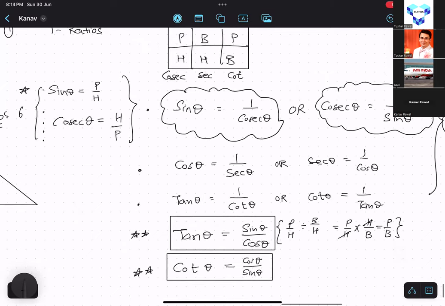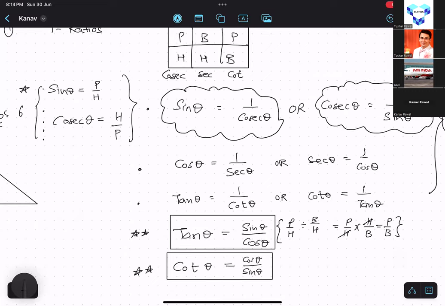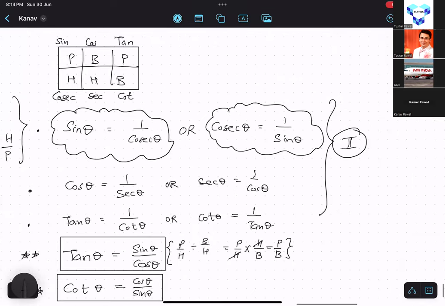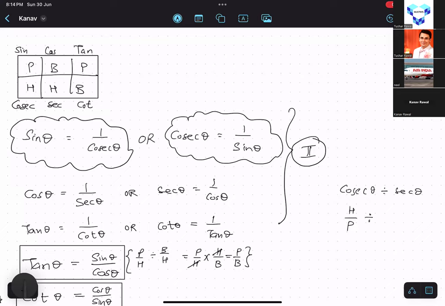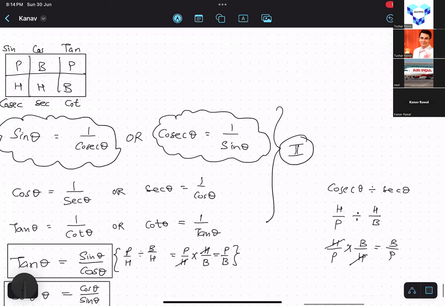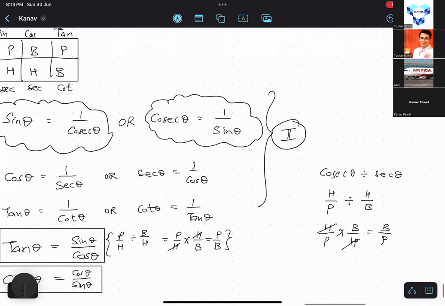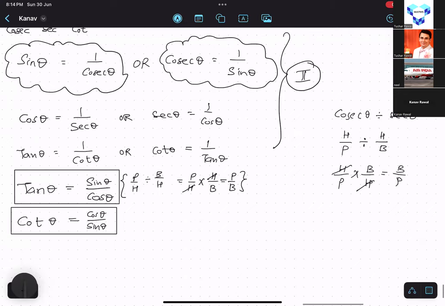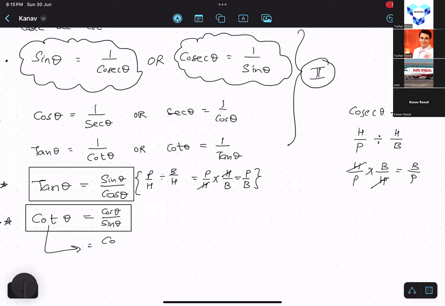Now, H upon B. So, what if I divide sec by cosec? What will happen? Sec theta divided by cosec theta. What do you think? Cosec theta formula is what? Cosec is H by P. And sec is H by B. Yes or no? So let me just take the reciprocal of that. H upon B multiplied by P upon H. So P upon B, that is tan theta. So basically, another formula for tan is sec upon cosec. Is that thing clear?